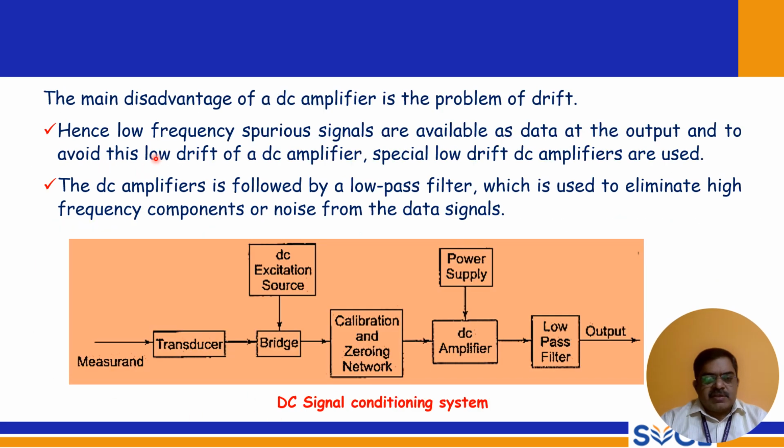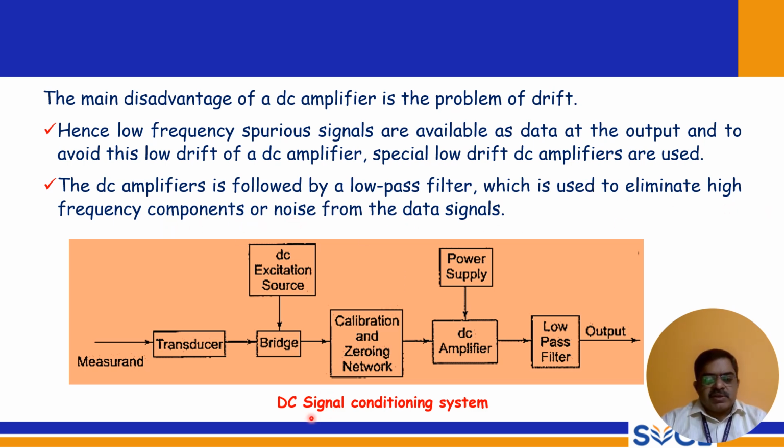The main disadvantage of a DC amplifier is the problem of drift. Drift is the main problem. It is the static characteristic, and hence low frequency spurious signals are available as data at the output. To avoid this, special low drift DC amplifiers are used. The DC amplifier is followed by a low pass filter, and the filters we are going to see in coming sessions, which is used to eliminate high frequency components or noise from the data signals.